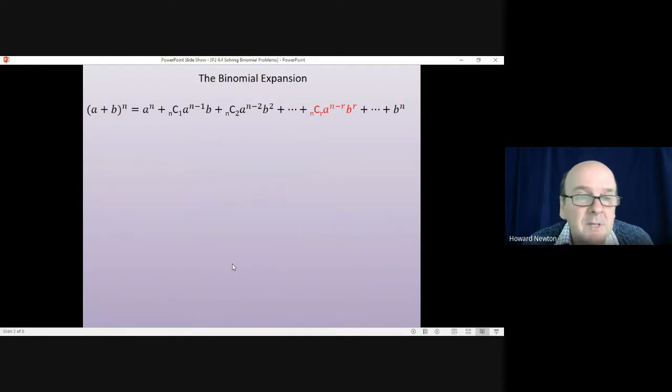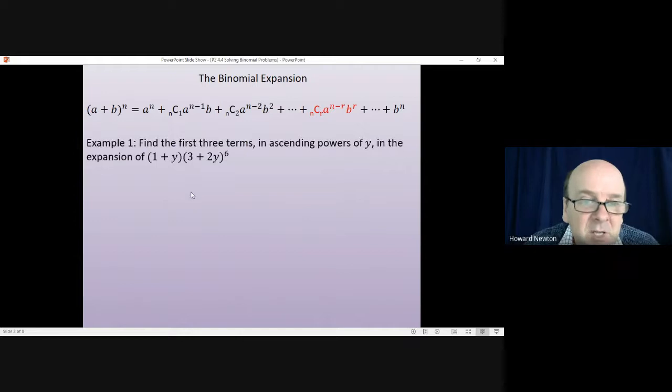So that is the binomial expansion. Binomial because you've got two terms in a bracket to some power, and if we expand that bracket, this is what we would get, where the general term is nCr, a to the power of n minus r, times b to the r. Okay, let's have a look at an example.